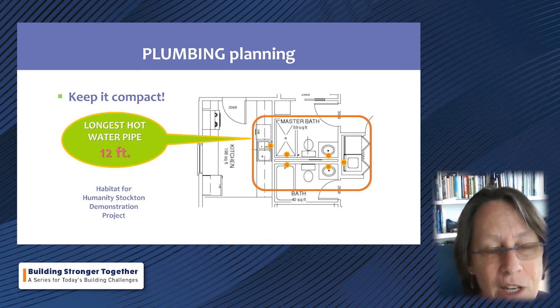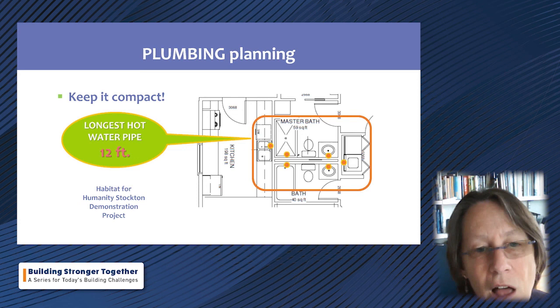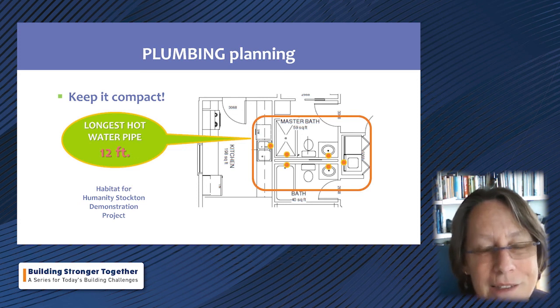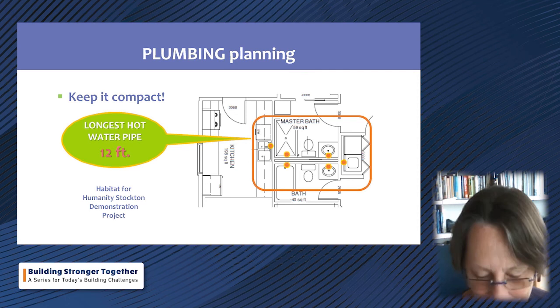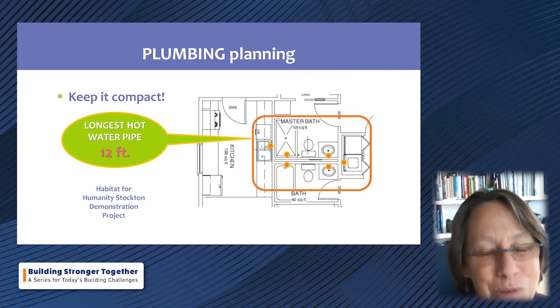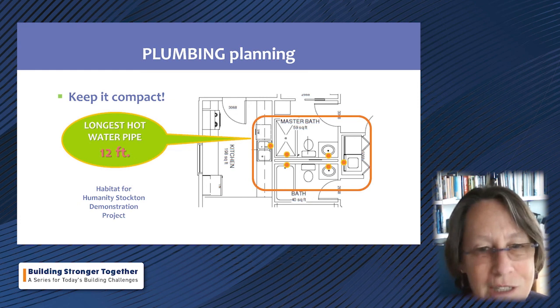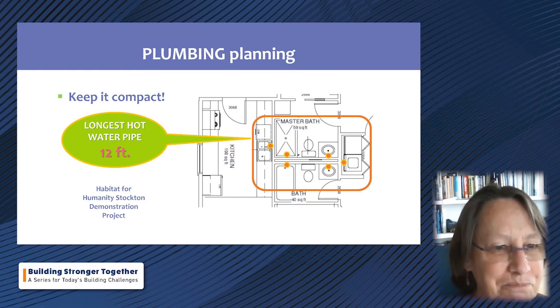Similarly, same project, also thinking about the compactness of the plumbing in the plan. And so you can see these little orange dots represent every single hot water draw in the house, such that the longest pipe run is only 12 feet, which is phenomenal. So you pretty much think hot water in that house and you have it, right? Really, really smart thinking. The project manager on that project is truly phenomenal.